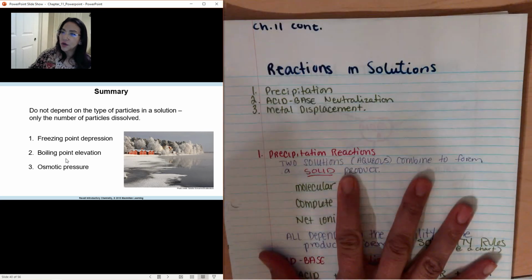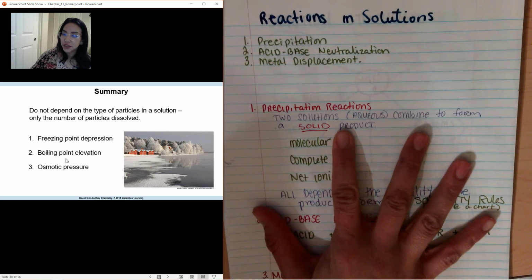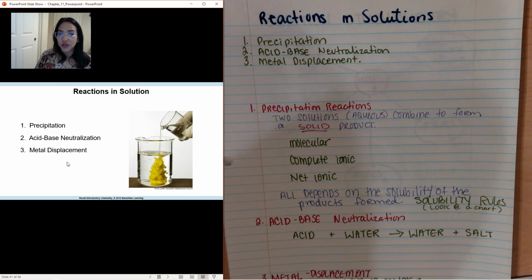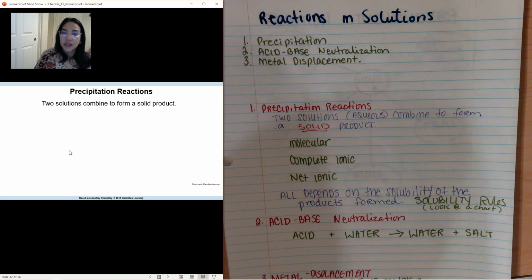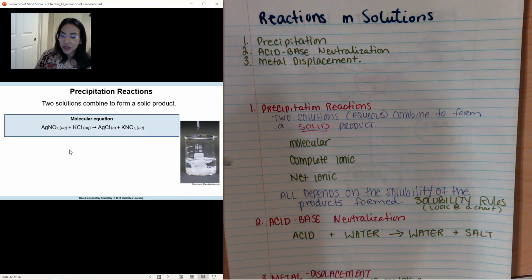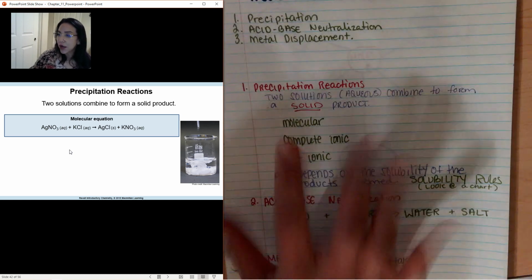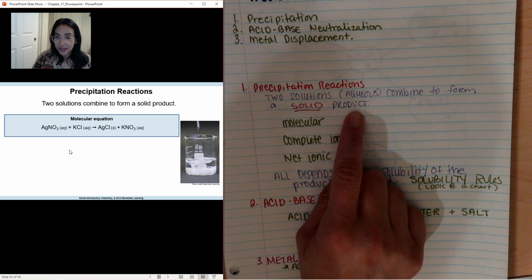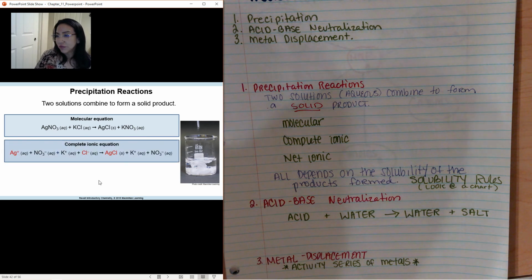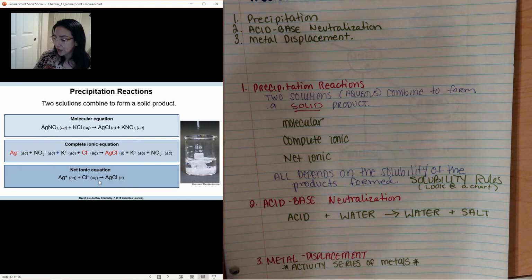And we're going to quickly go into reactions in solutions. And we have 3 reactions in solutions: precipitation, acid-base neutralization, and metal displacement. So in precipitation reactions, we've seen all of this in, I believe, chapter 6, right? We talked about types of reactions, and then a little bit further on. So 2 solutions combine together to form a product, a solid product nonetheless. And we could describe the precipitation reactions in molecular equations, complete ionic equations, and net ionic equations.